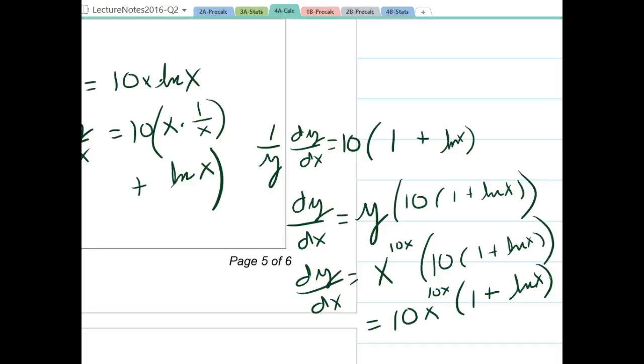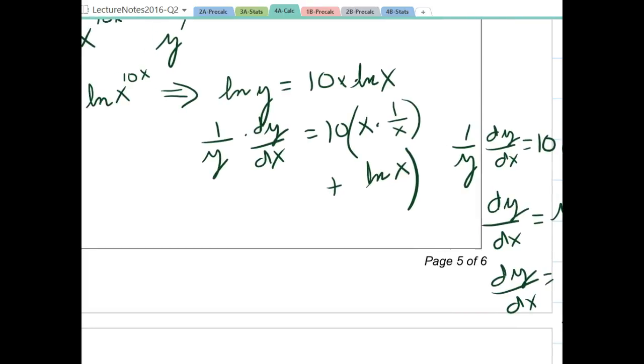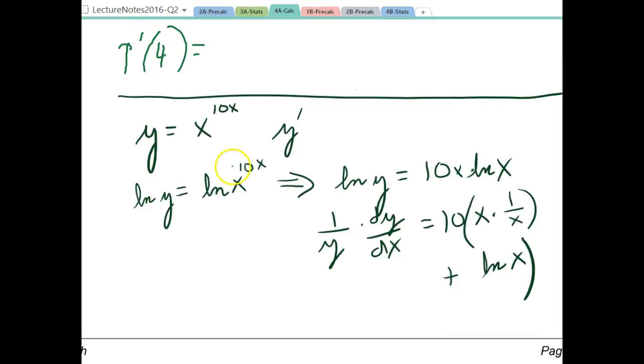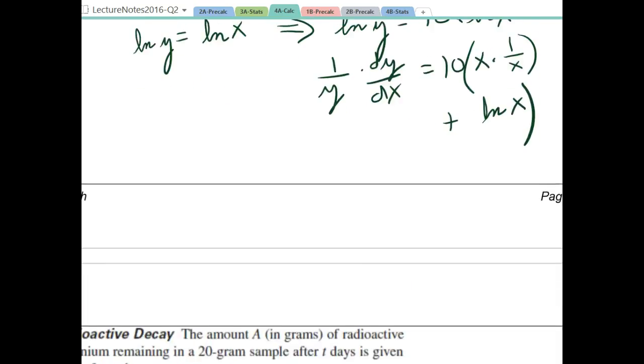Okay, so just to recap there, I'm taking the natural log of both sides so that I can bring my exponent out to the front. So that's what we did up here. So this 10x came out to the front. Then I took the derivative of both sides, multiplied both sides by y to get dy dx by itself, and then just did some simplification. Okay, so you'll see a problem like that on the test that's going to require you to do that.